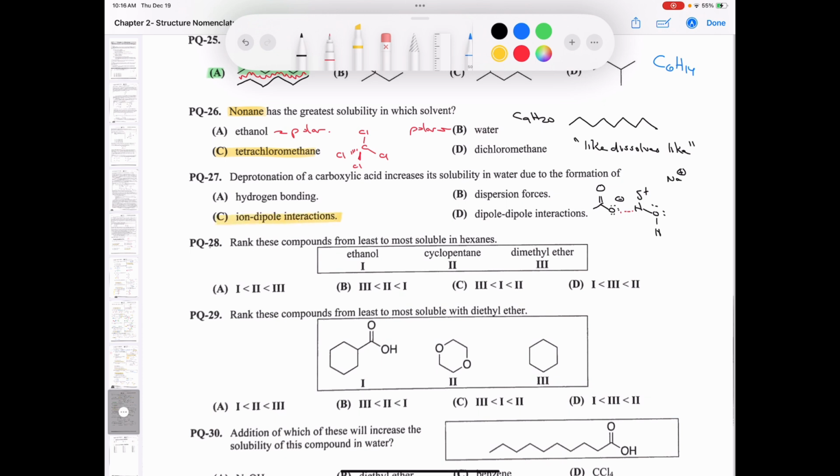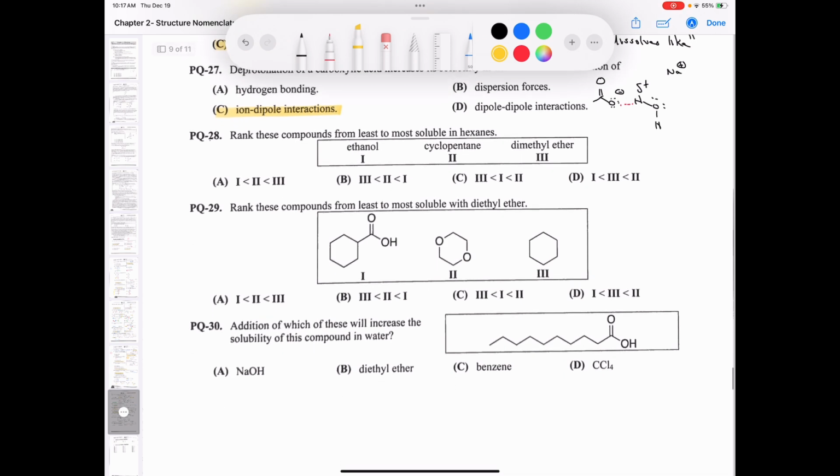So make sure you also know ion dipole interactions and ion-induced dipole interactions and those kind of things, right? In organic chemistry, you're expected to go a little bit beyond just the dipole, hydrogen bonding and dispersion forces, and know some of these other intermolecular forces as well.